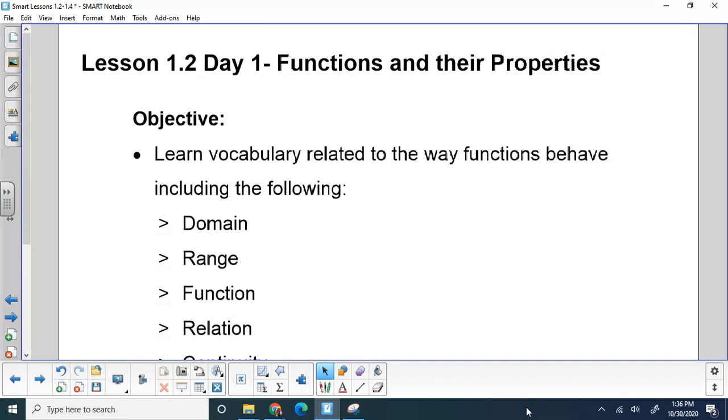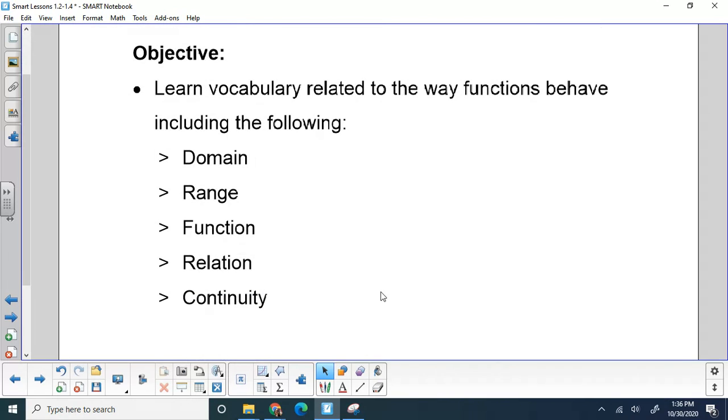We will be spending 3 days on lesson 1.2 and we'll be learning a lot of vocabulary. So it's very important that you take good notes as this vocabulary will be the foundation as we move forward throughout pre-calc. Some of the vocabulary that we are going to be focusing on today are domain and range, function and relation, and continuity.